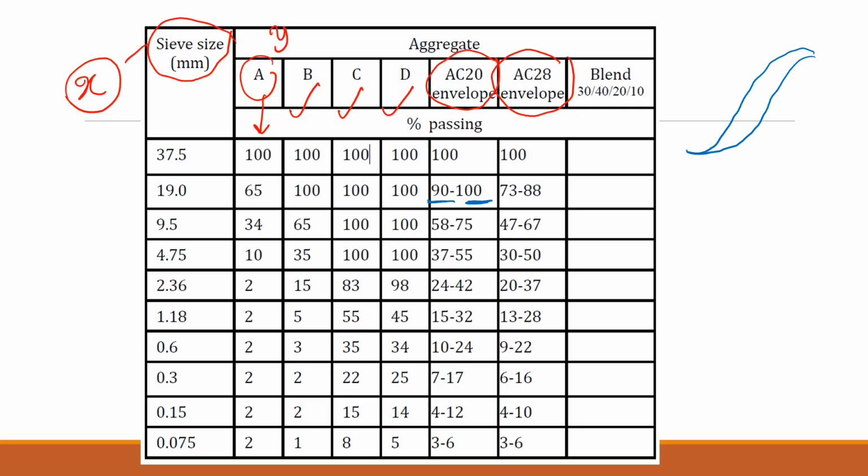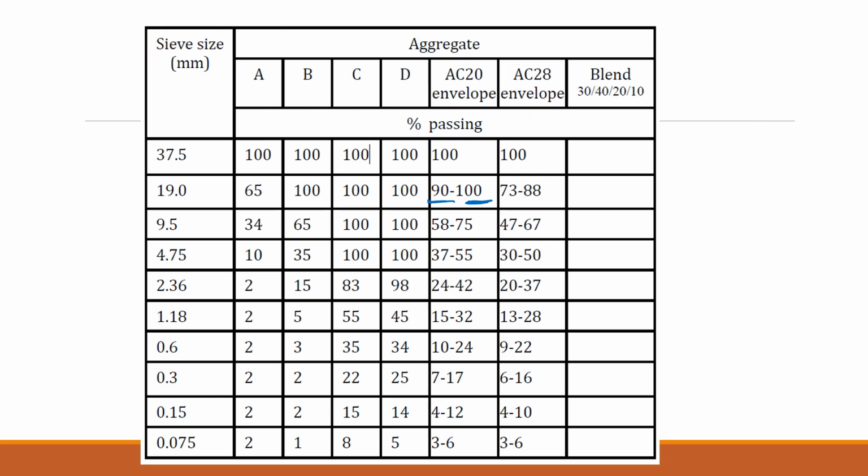Okay, now tell me, they are asking us to find our project. In our project, we need this AC20 and AC28. Can you check these numbers and tell me, for AC20, can we use either A, B, C or D? Are they satisfying the percentage passing? No, why is that? So this 100 is okay. A okay, B, C, D all okay with the first one.